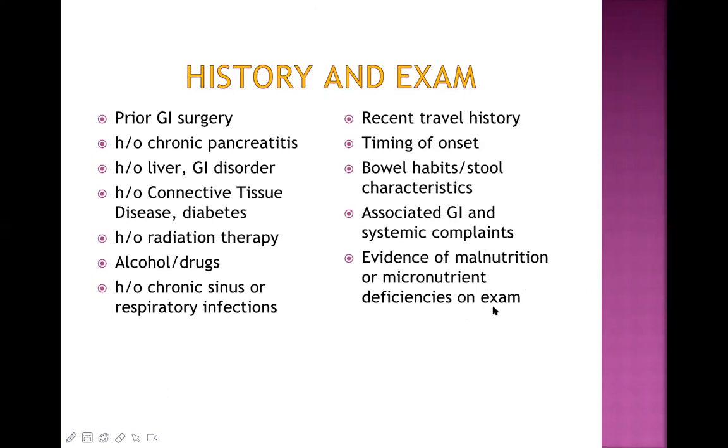Evidence of malnutrition or micronutrient deficiencies on exam: like in vitamin A deficiency, they have night blindness, right? Night blindness, also known as xerophthalmia. In vitamin B deficiency, so many types of vitamin B are there, so accordingly different signs and symptoms may be there. In vitamin C deficiency, scurvy, especially the joints are involved there, right? In vitamin D deficiency, in children rickets, in adults osteomalacia. Questions can be asked like that.